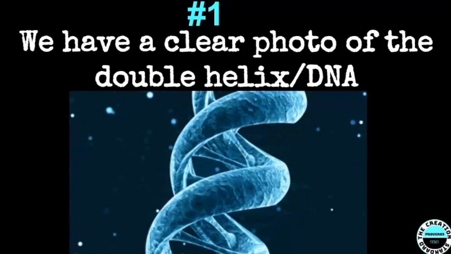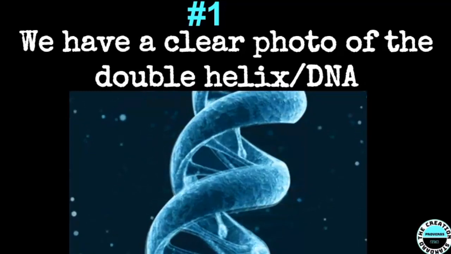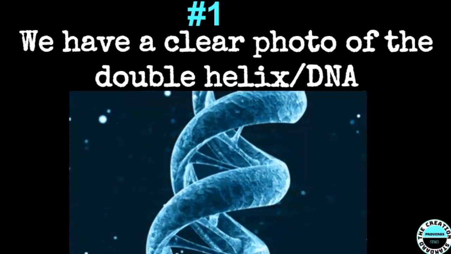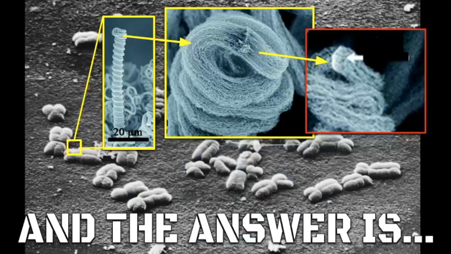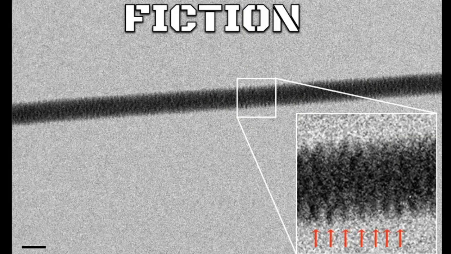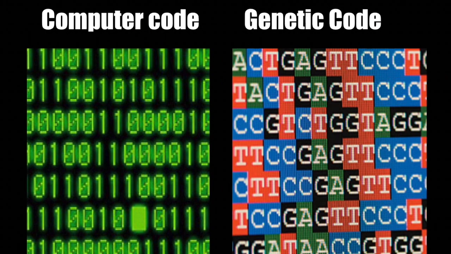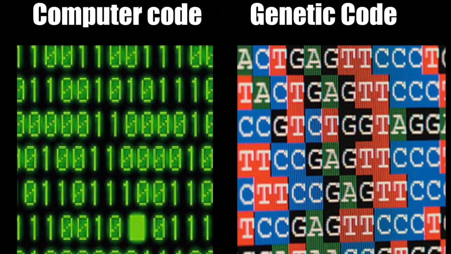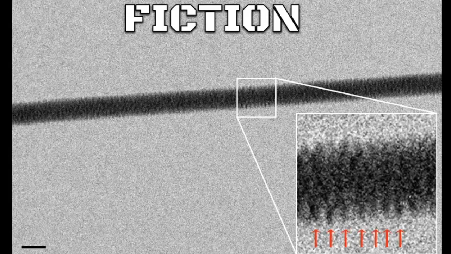All right, so if you said we do have a clear photo of DNA, or the double helix, as you are trying to witness here as we zoom in on the chromosomes that contain DNA, the answer is actually fiction. We do not have a clear photo of the thing that they tell us has the code for life, a literal code made by the Creator. We don't have a photo of it. This is the clearest photo. You're looking at it right here.